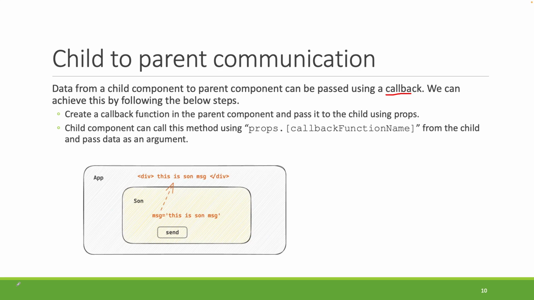First, we create a callback function in the parent component and pass it to the child through props. And then in the child component, we can call this method, using props.callbackFunctionName, to pass data from the child as an argument. Okay. So let's give an example to follow the steps.